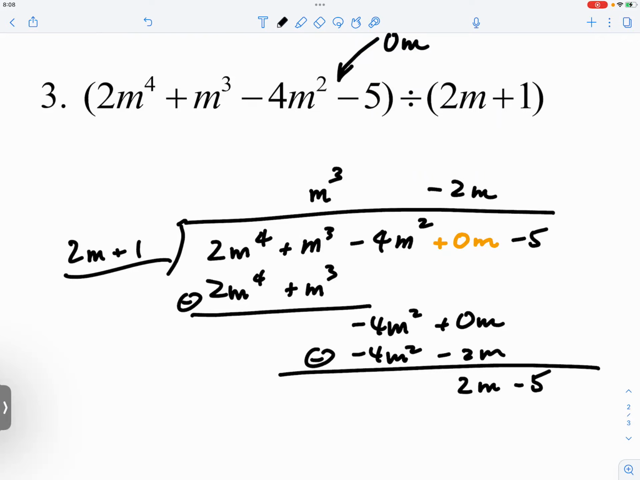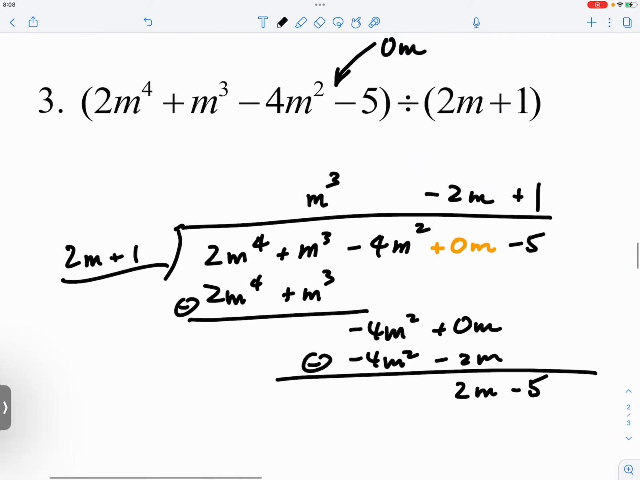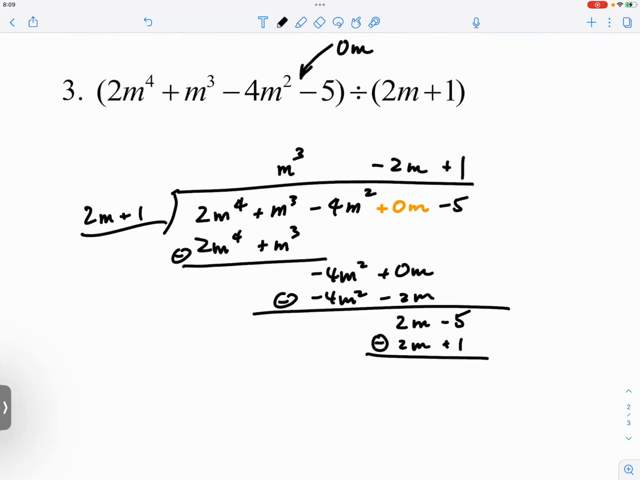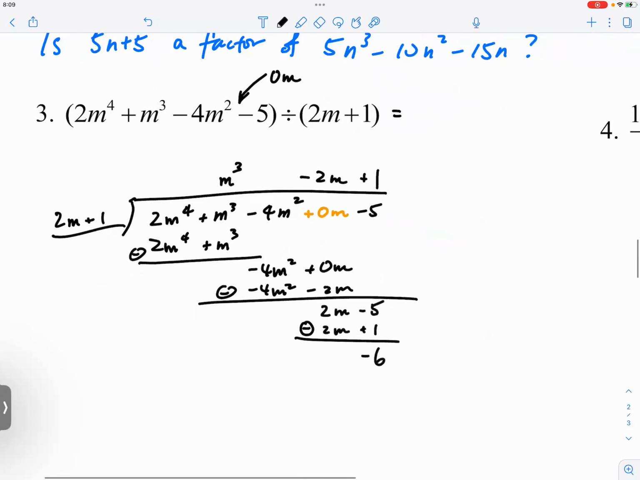And now I hope you can see why we need to fill up the 0m term right here. Because if you don't fill it out, then this minus 2m is going to be misplaced. And then this will be just 1 because 2m times 1 is 2m. And then you have this as a subtraction. So what is the remainder? Negative 6. So the answer that we have here is m cubed minus 2m plus 1.